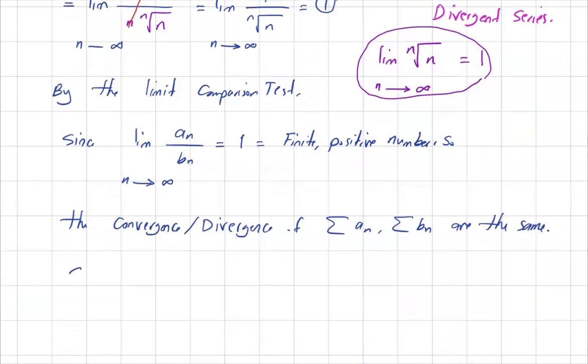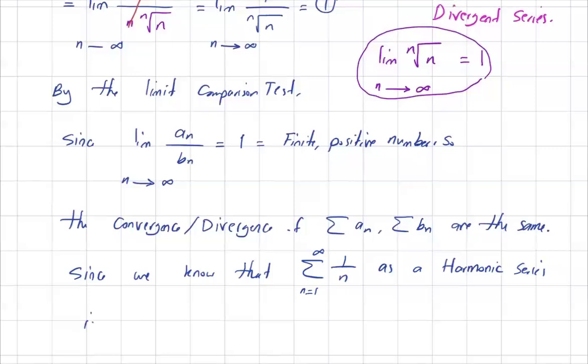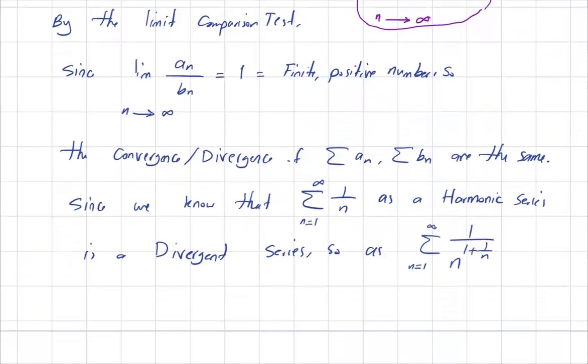Since we know that the summation of 1 over n, the harmonic series, is a divergent series, so is the summation of the given series, 1 divided by n to power 1 plus 1 over n, starting from 1, going to infinity.